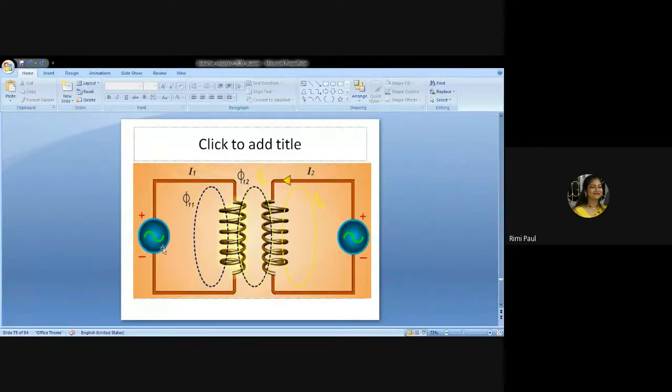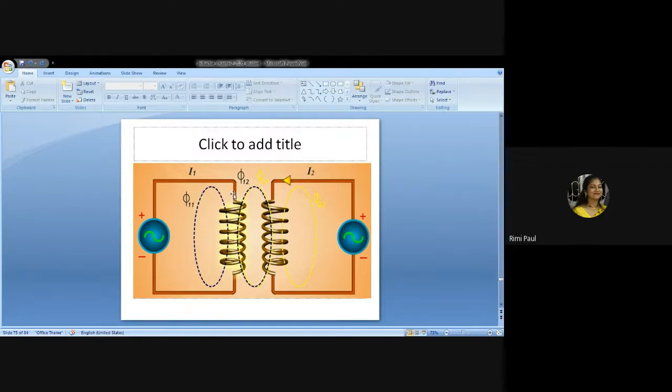Suppose the supply is an alternating voltage. Due to this alternating voltage, an alternating current is flowing through this path. If there is an alternating current flowing through this coil, it will produce an alternating flux, because the rate of change of current will produce the rate of change of flux. Now this flux is phi 11.